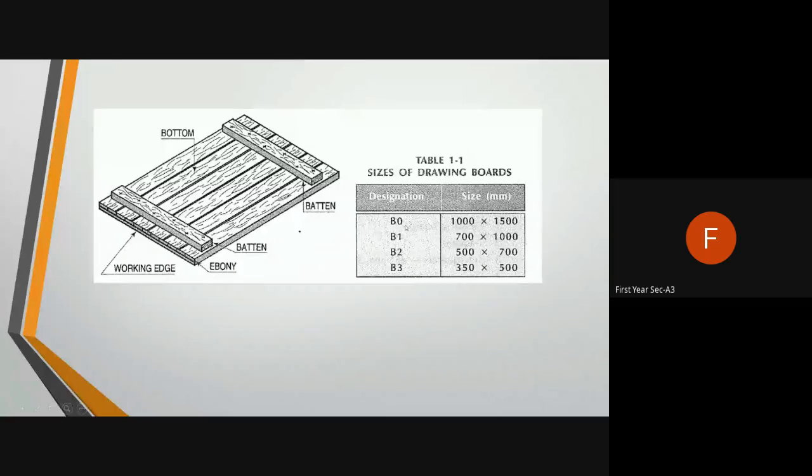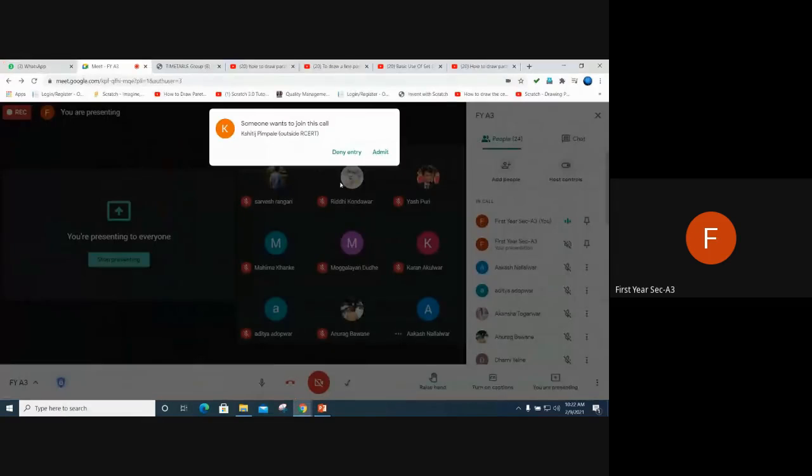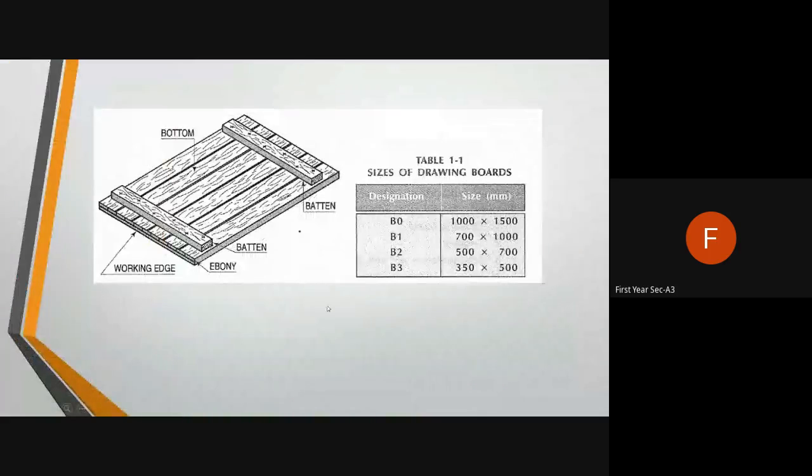The dimensions are given, with designations B0, B1, B2, B3. So these are the sizes, and according to the size of the sheet, you can purchase a drawing board. In college, when the examination is there, your seat numbers are not allotted in the drawing hall. So at that time, you have to carry your own drawing board for the examination. Otherwise, you are not supposed to write your exam. So you have to purchase this drawing board, either from your seniors or from the shop.